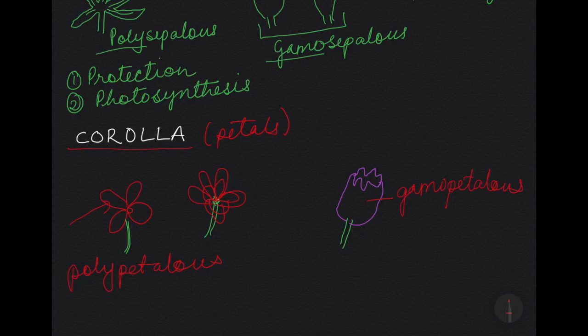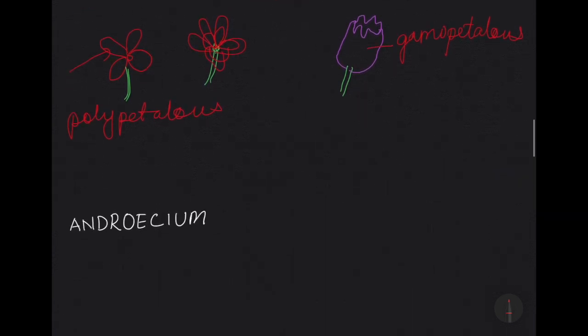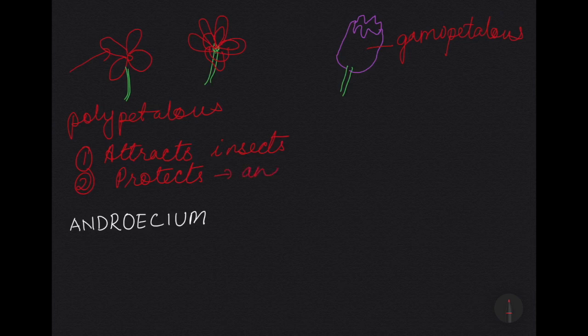Okay, so what is the function of corolla now? First is to attract insects. It attracts since it is beautiful and colorful. So what does it do? It attracts insects. For what? For pollination. Okay. And of course, it also protects the inner two whorls, that is the androecium and the gynoecium.